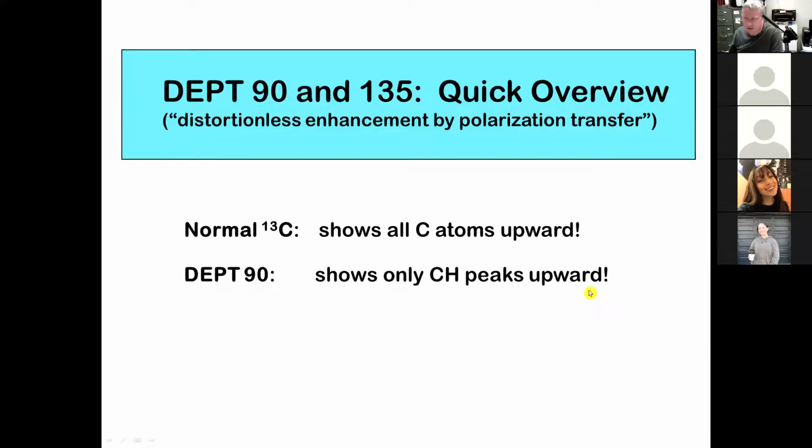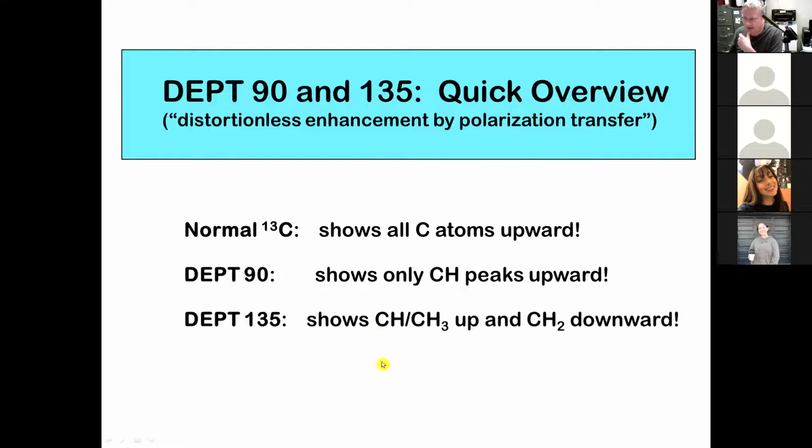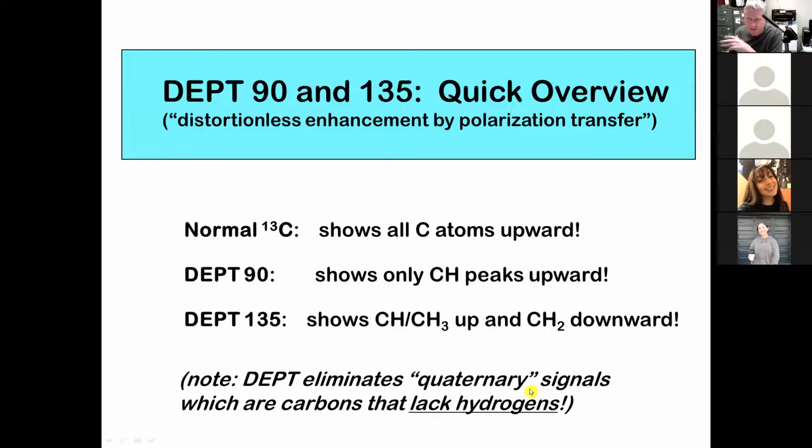DEPT90 only shows CHs, so everything else goes away. This is also NMR magic, right? A very crazy mathematical algorithm that they just implement on every NMR machine. But we can distinguish all carbons from just CHs. And then in DEPT135, CHs and CH3s go up and CH2s go down, which is really cool if you have a complicated molecule. DEPT always eliminates quaternary carbons. Quaternary are the carbons with no protons, like a ketone, ester, things like that. Carbons that lack hydrogens are not shown in DEPT. Okay.